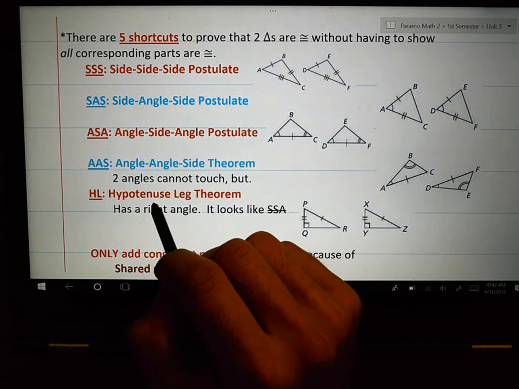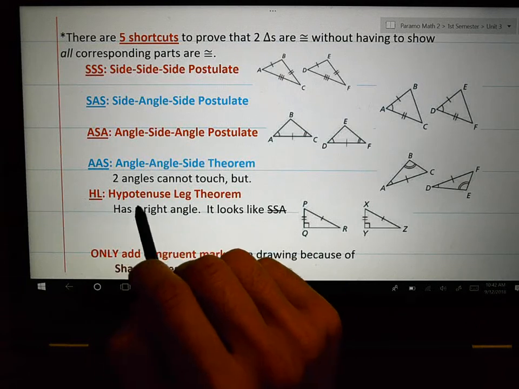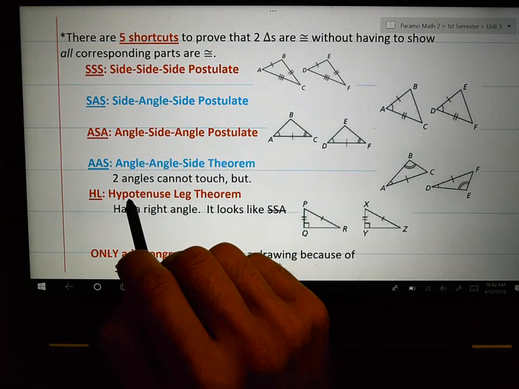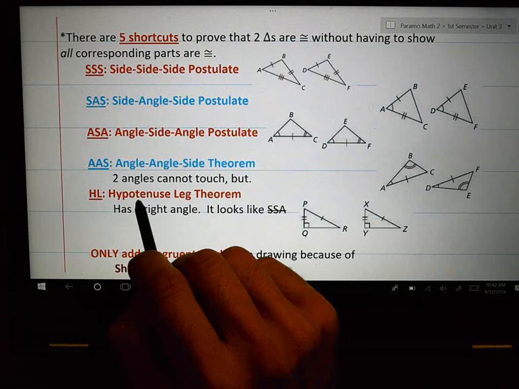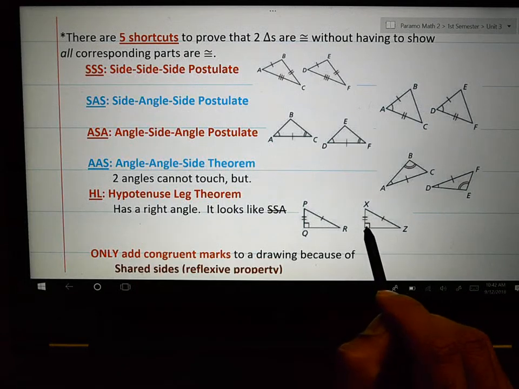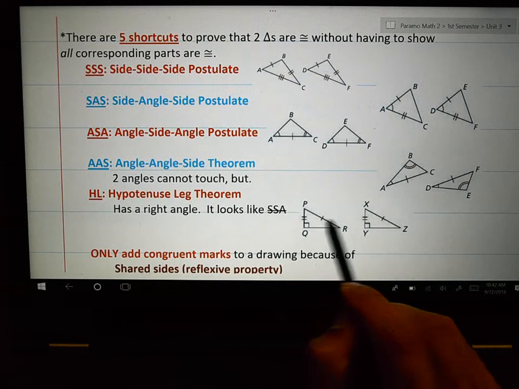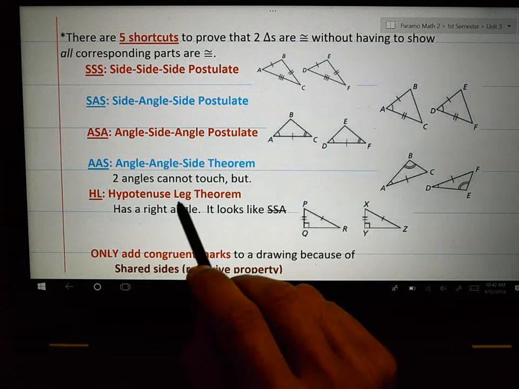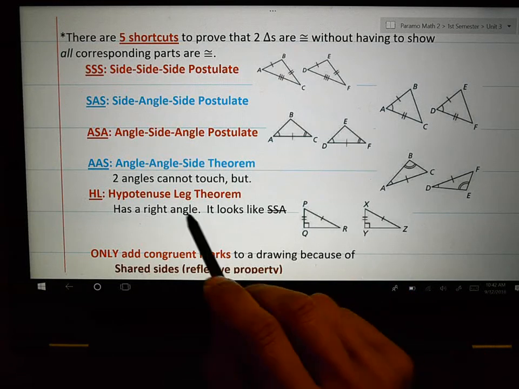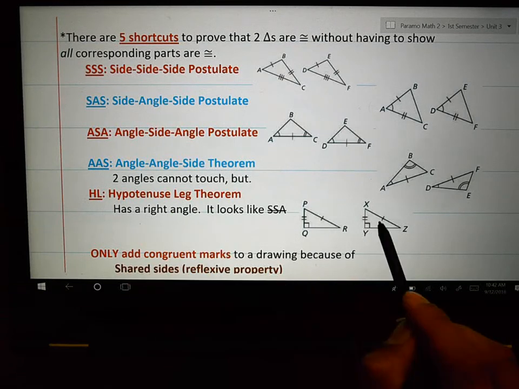The last postulate is this thing called HL, otherwise known as hypotenuse leg. If the hypotenuse, otherwise known as the thing across from the 90-degree angle, is congruent to the other hypotenuse, and a leg of the triangle is congruent to the other leg, they are congruent by HL.